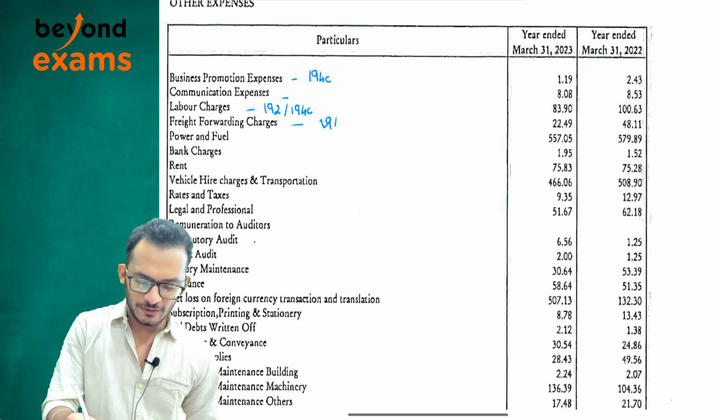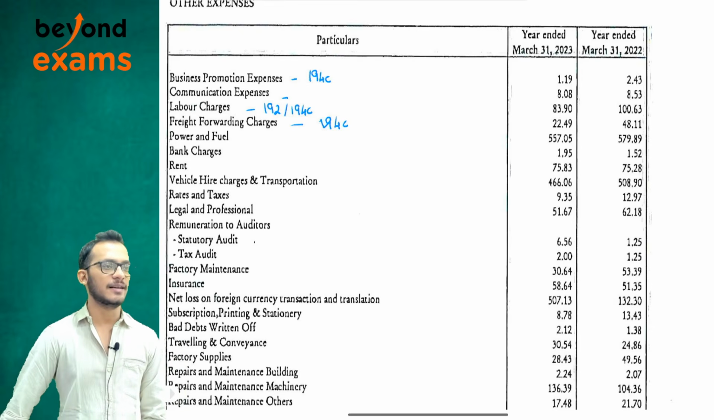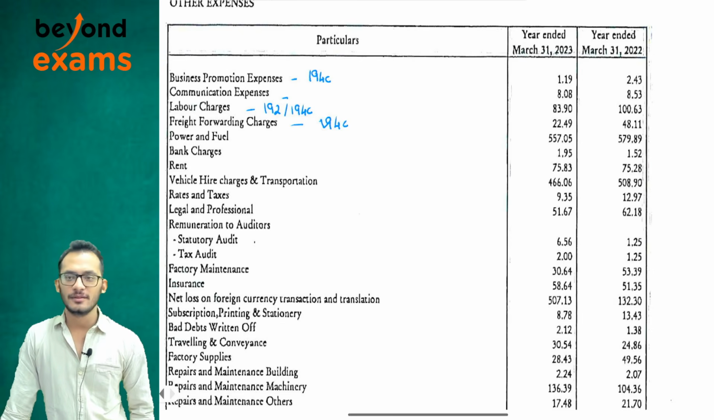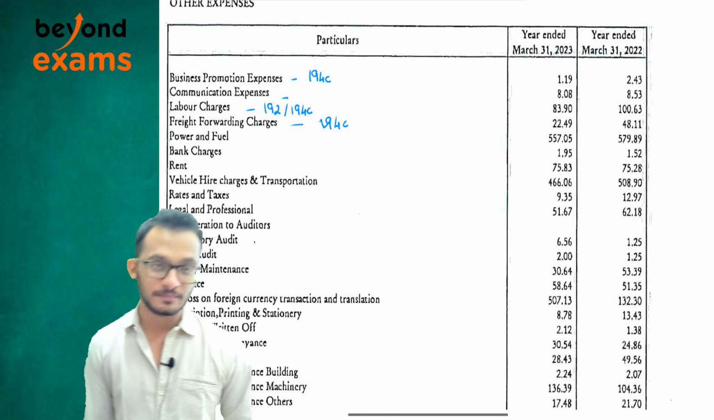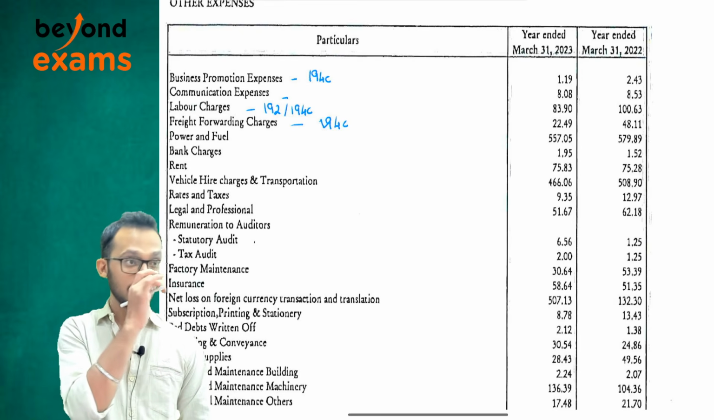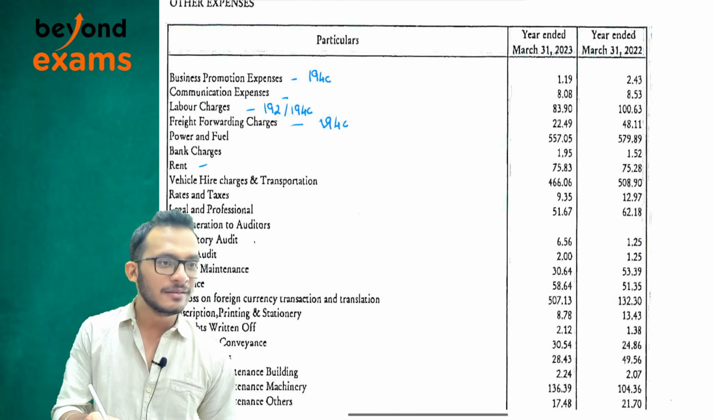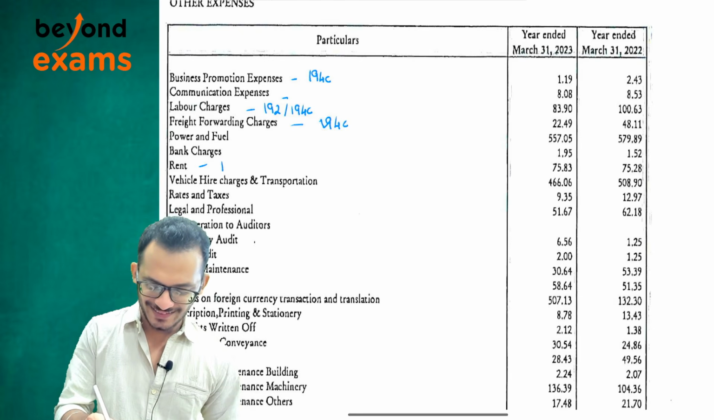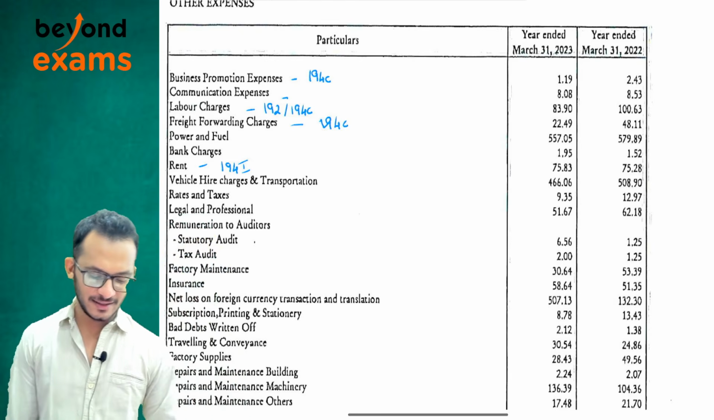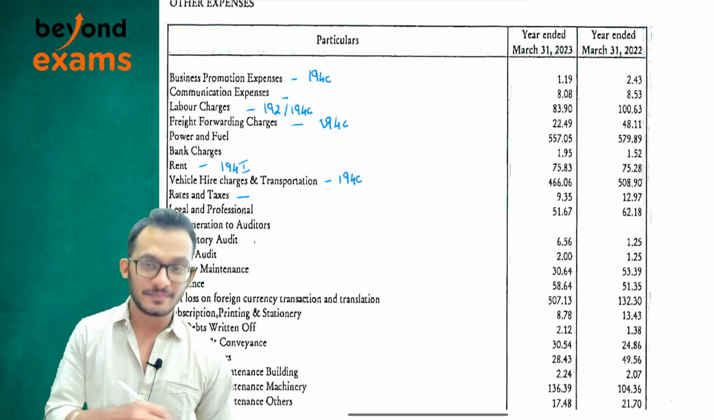Then we have freight forwarding charges, people. Very good. You have 194C coming here. Your transportation charges will trigger 194C unless the transport operator gives you a declaration that he has less than 10 vehicles and gives you his PAN number. Next, we have power and fuel. Not relevant. Next we have bank charges. Not relevant. Next, we have rent. We have 194I. Next, we have vehicle hire charges. 194C.